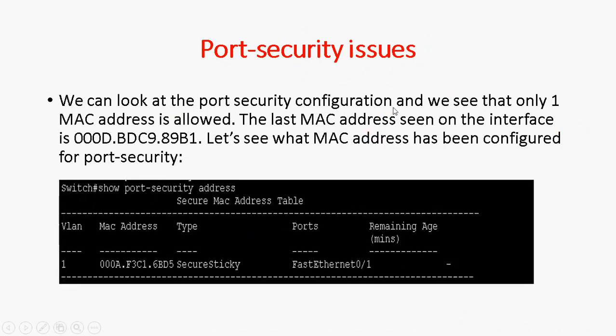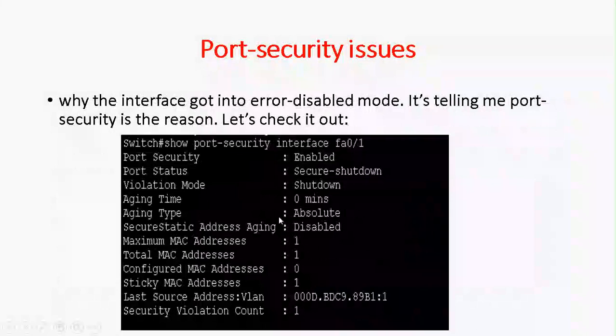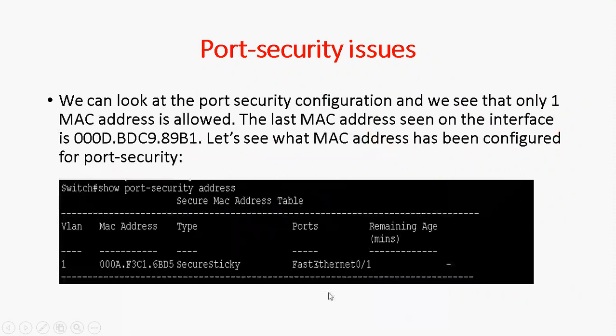So in the port security configuration, we can see that only one MAC address is allowed, the last MAC address seen on that interface. This MAC address is PC1's MAC address. When PC1 tries to ping PC2, the frame comes to the switch, and the PC1 MAC address learned here is 89B1. Here, show port-security address shows 6BD5. So this MAC address is configured for port security.